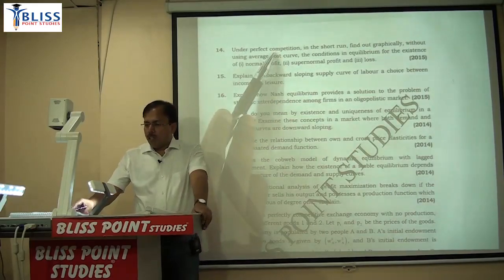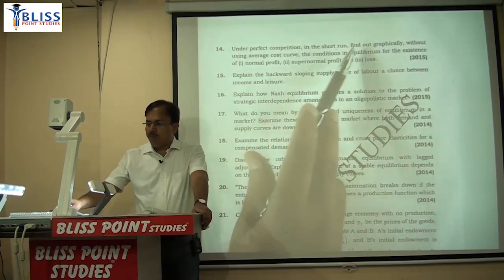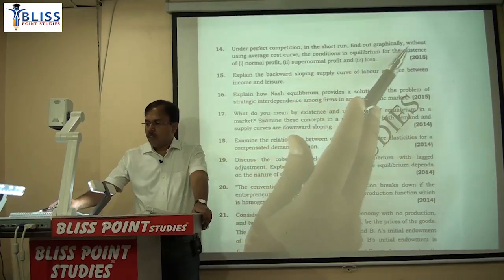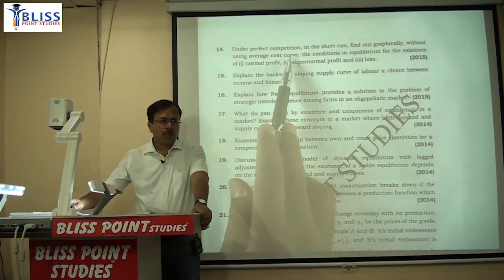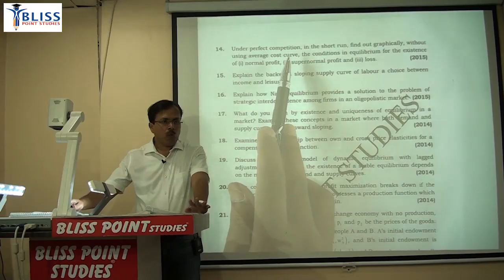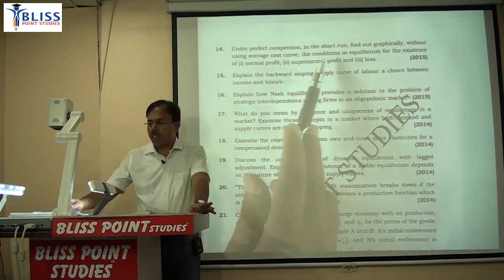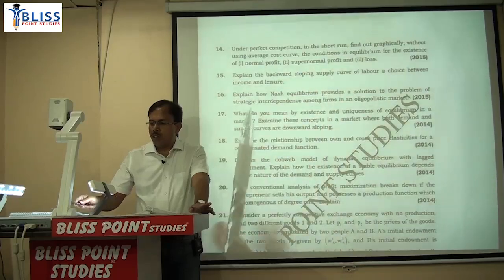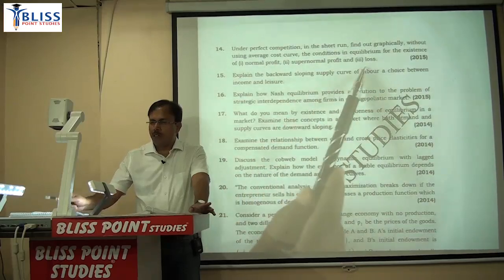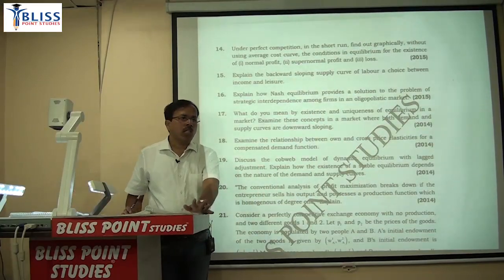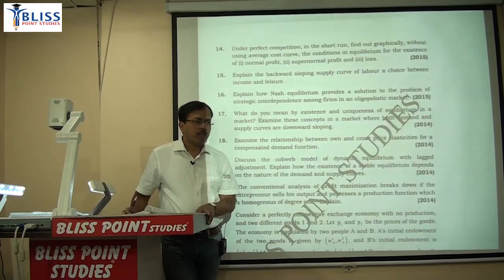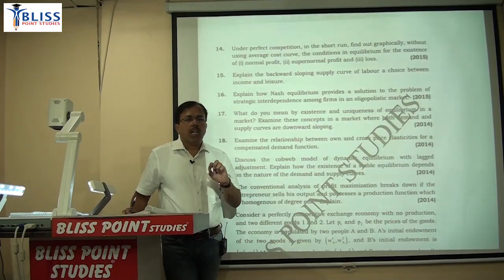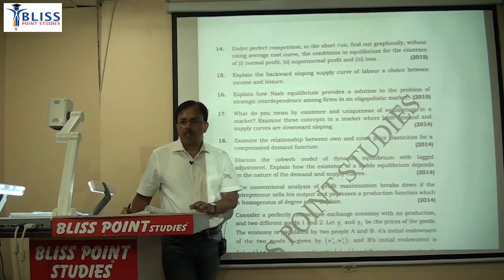Under perfect competition in the short run, find out graphically without using average cost curve. तो क्वेश्चन ने प्रोहिबिट कर दिया, you don't have to use average cost curve. Without using average cost curve, the condition in equilibrium for existence of normal profit, supernormal profit and loss. This was the compulsory question in 2015. So without using average cost curve means what? ग्राफिकली बनाना है, बट ग्राफ में एवरेज नहीं ड्रॉ करना है.